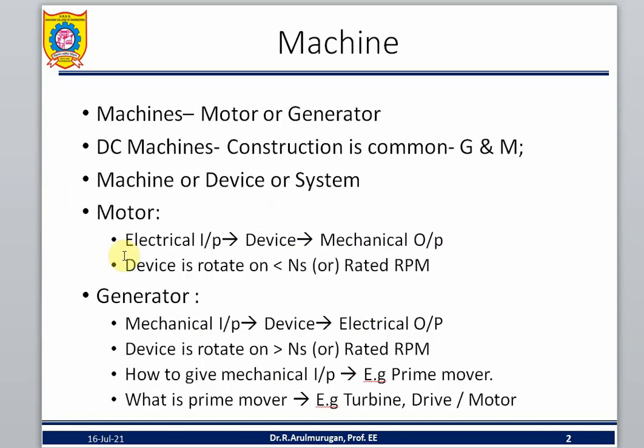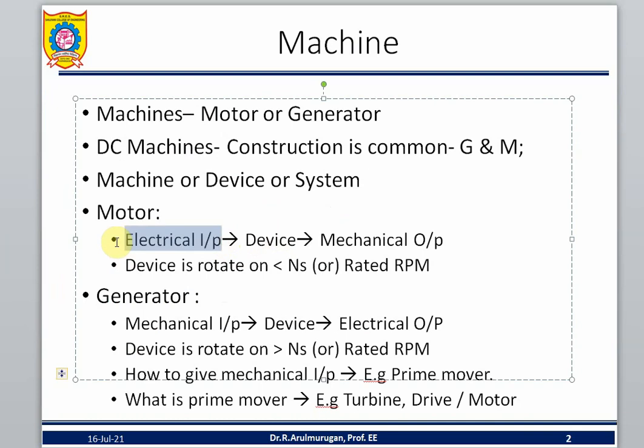So that is how you are going to use it. It's a device, so how are you going to use it? If you are giving electrical input, it is called a motor, and you will get the mechanical output. So look at the ceiling fan. How is the ceiling fan working? The wire goes inside, that is the electrical input, and the blade is rotating, that is the mechanical output. That is called the motor.